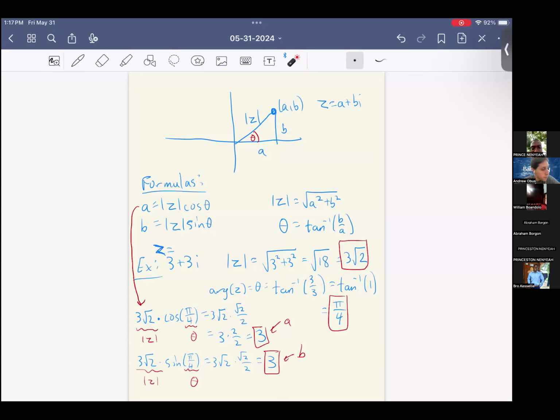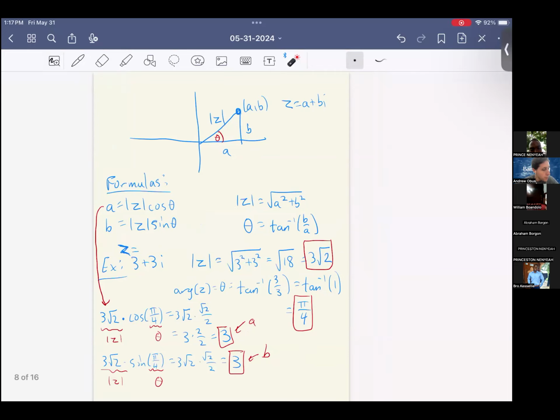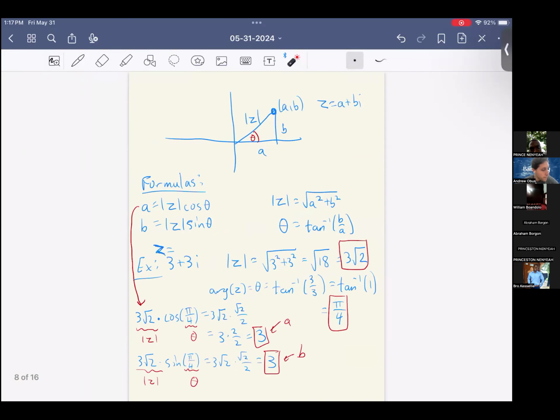So we have root 18, and then we got the answer to be 3 root 2. Right, exactly. I didn't want to spend a lot of time on this. The 3 is the square root of 9, but I just pulled it out. But theta is where my concern is. We have theta equal to tangent inverse of 3 over 3. How did we get 3 over 3?